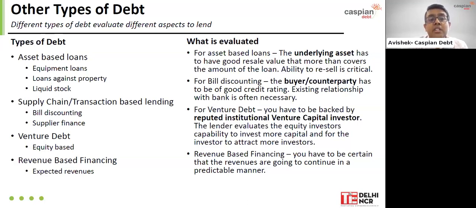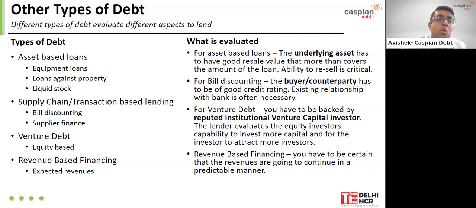Supply chain or transaction-based lending are also options that you can take if you have a B2B business, meaning you are selling to a larger corporate who has a good credit standing. You could take bill discounting or supplier finance in those kinds of cases. There are quite a few non-bank finance companies and sometimes even banks who provide you that financing.